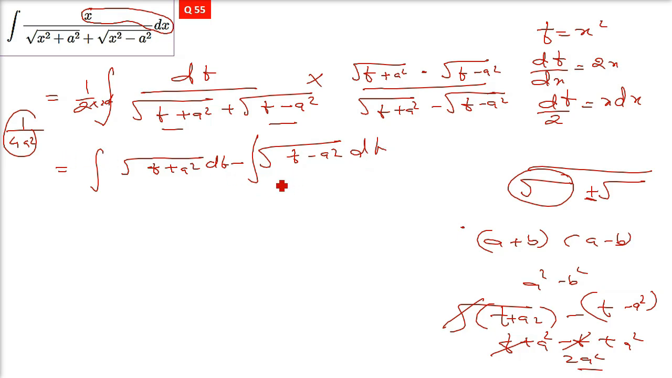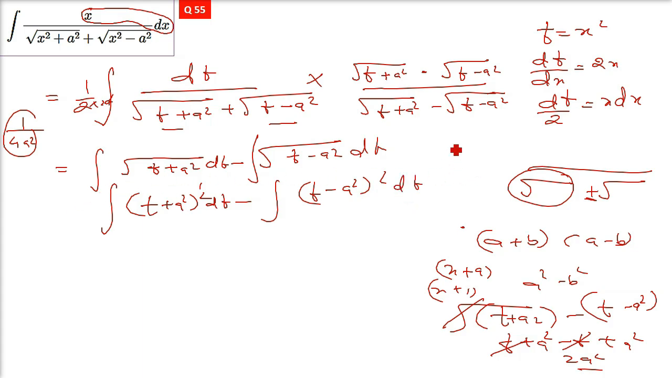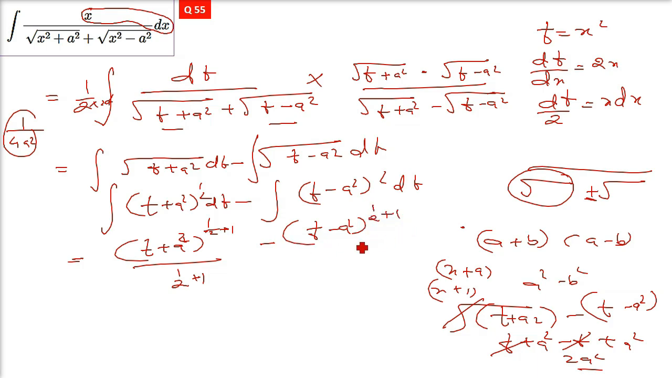See, it's just x plus some constant. So don't worry about this a squared or something, it's just a constant. So x plus a, x plus 1, all these are the same as t plus a squared. Assume this t as x. So when you integrate it, t plus a squared to the power half, t minus a squared to the power half. So when you integrate this, that's not 2, that's half actually. I miswrote it. This will be t plus a squared to the power half plus 1 divided by half plus 1, minus integration of t minus a squared to the power half, which will give you t minus a squared to the power half plus 1 divided by half plus 1. 1 by 2 plus 1 is 3 by 2. When it goes over, it will be 2 by 3.